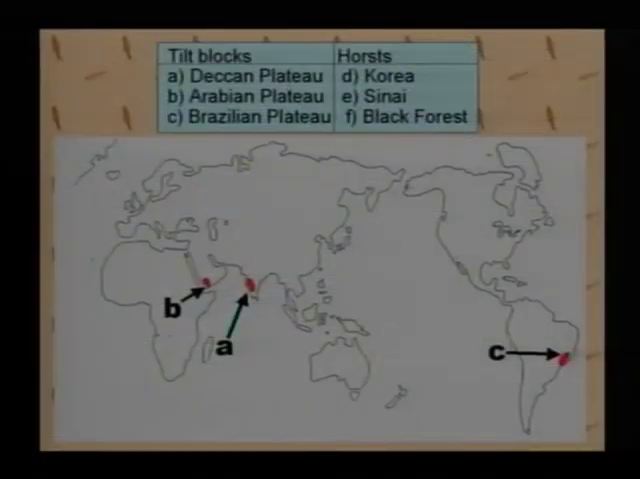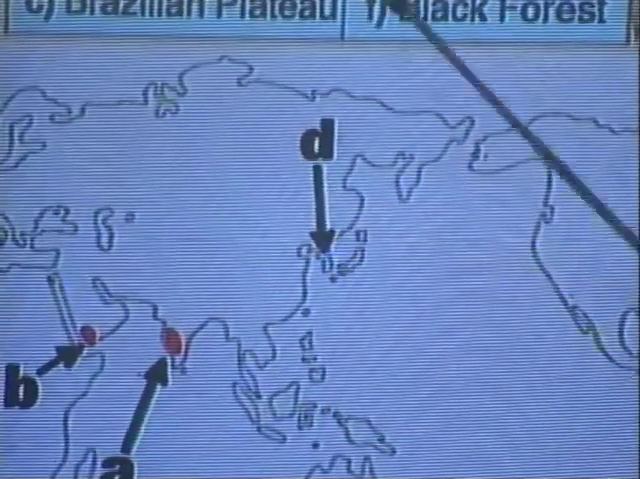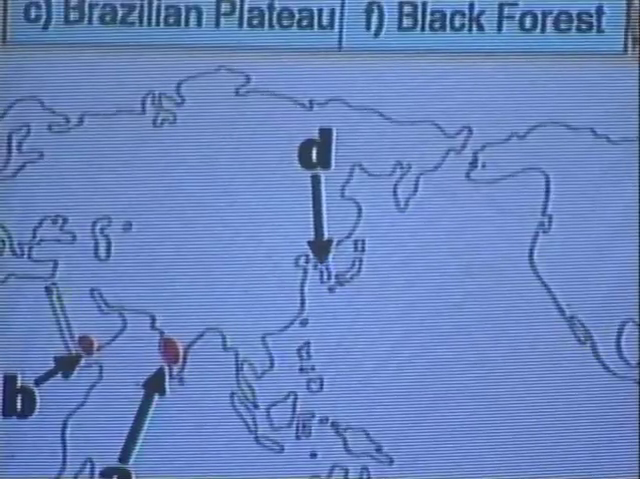Okay, that's for the examples of tilt blocks. Now we look at examples of horsts. The Korean horst should be where the country Korea is. Okay, so here the letter D with the arrow pointing to show us where the Korean horst should actually be plotted.